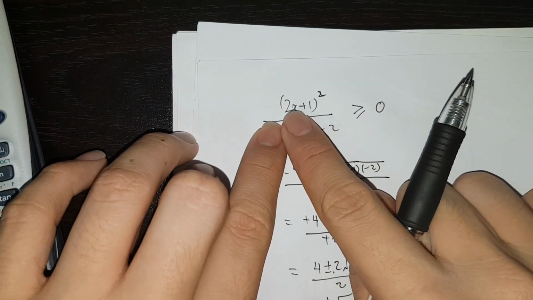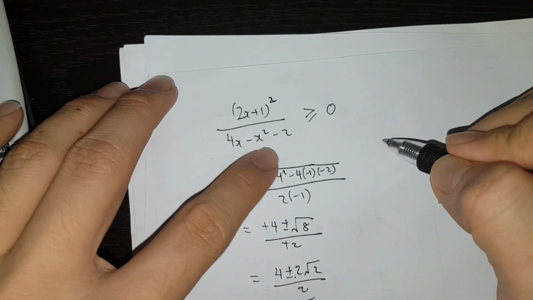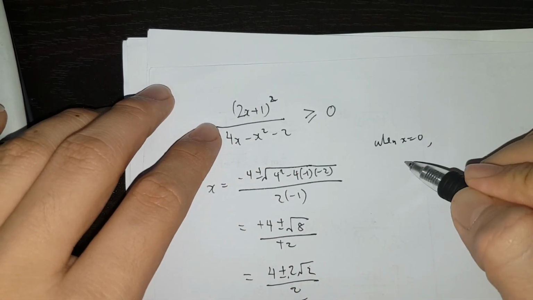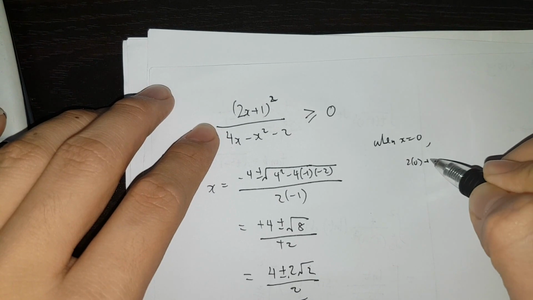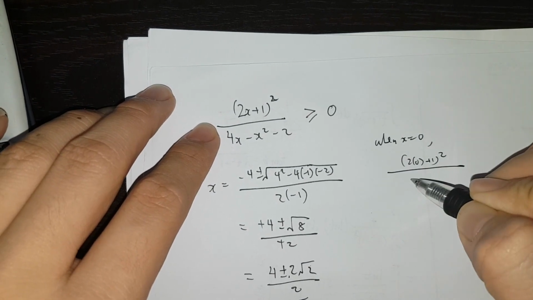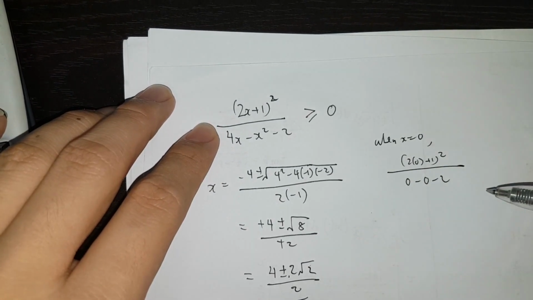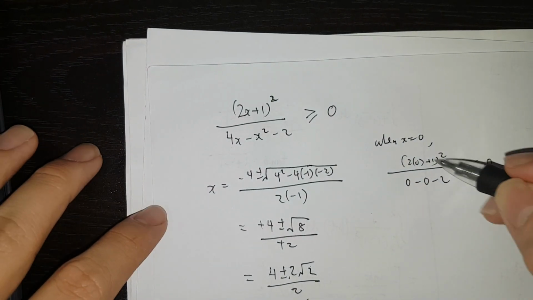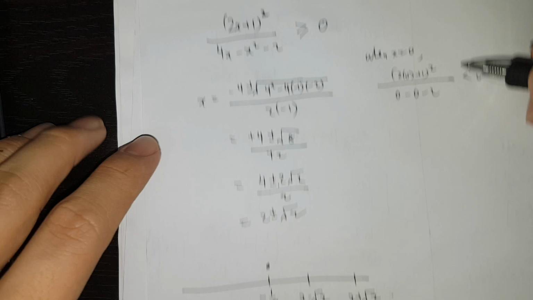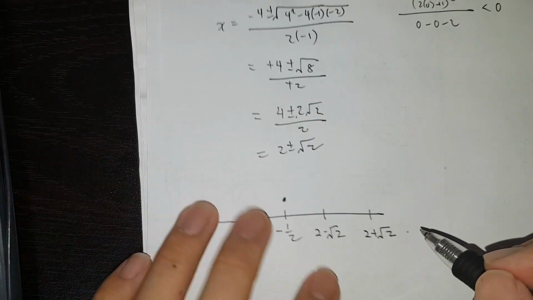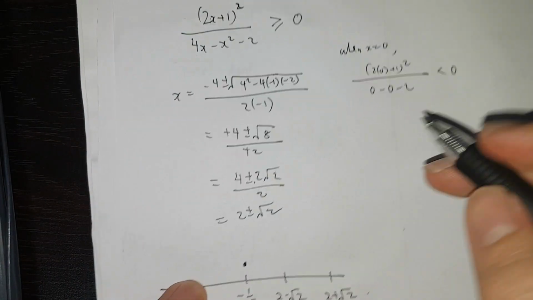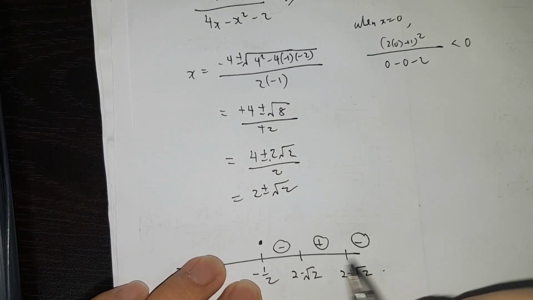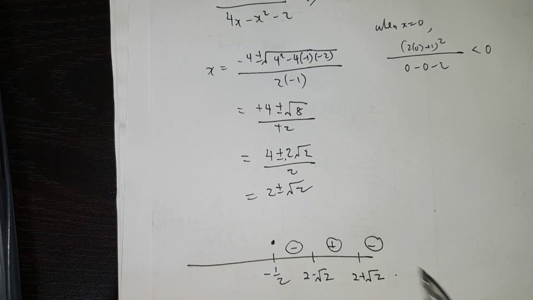When x is 0, this expression actually is just (2(0) + 1)² over 0 minus 2, right? So it's clear that it's actually a negative, because this top is always positive and it gives you negative. So 0 is this region over here. This gives you negative, this will give you a positive, and this will give you negative, right? You will just keep changing sign.